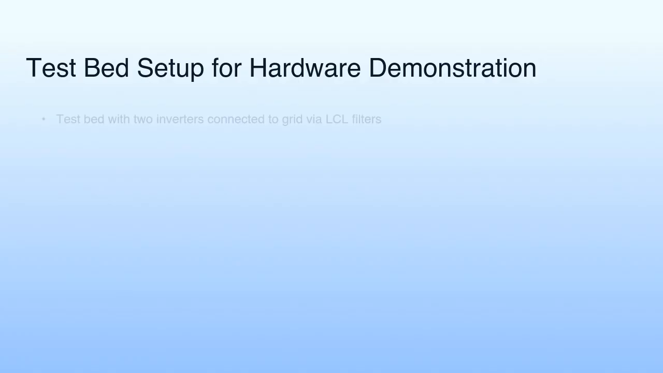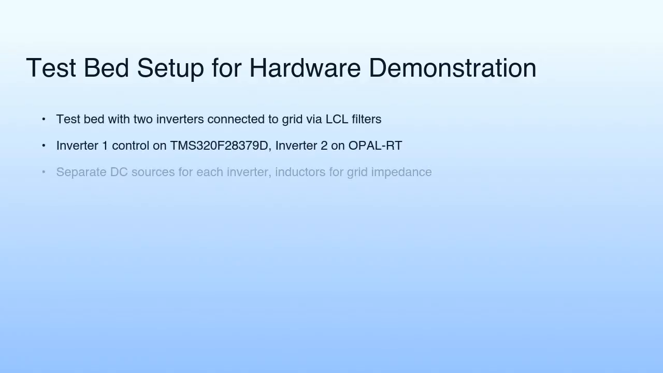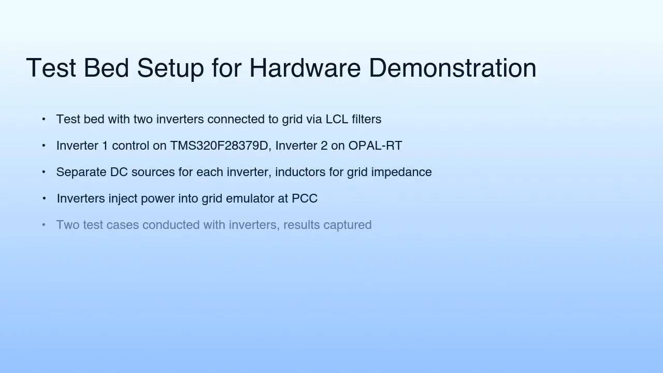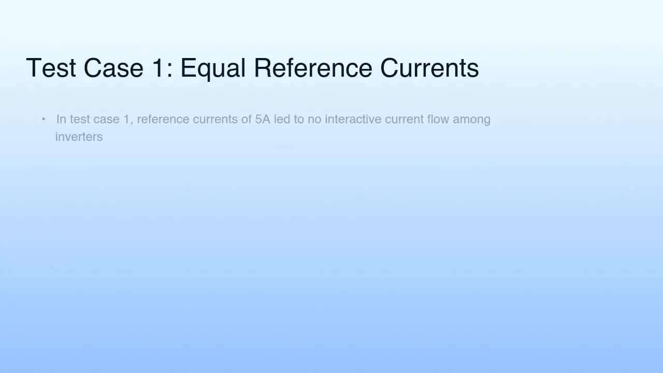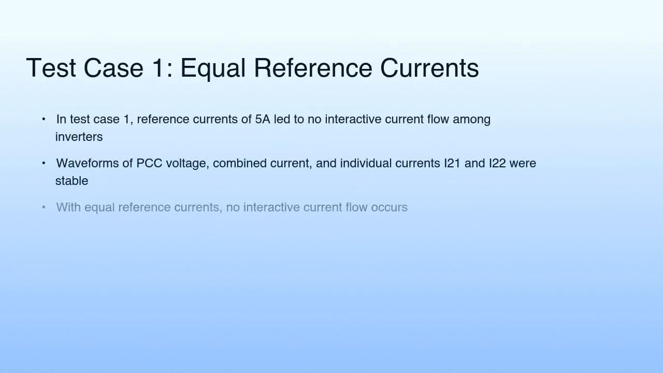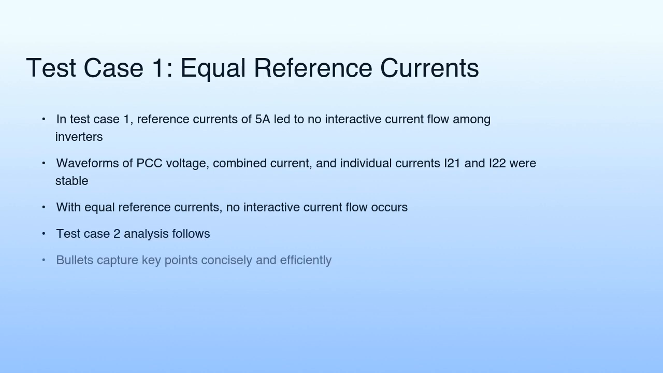To demonstrate these principles, a test bed has been constructed with two inverters connected to a grid emulator through LCL filters, with separate DC sources and grid impedances. In the first test case, when both inverters have equal 5A reference currents, no interactive current flows between them, leading to stable waveforms of the PCC voltage, combined current, and individual currents.